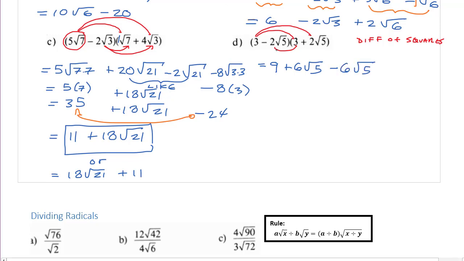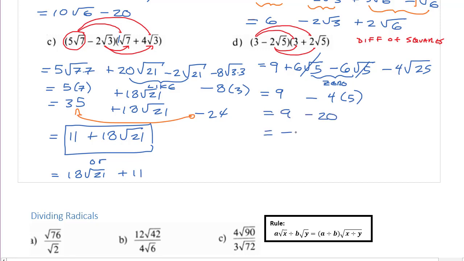And our final one is going to be negative 2 root 5 times positive 2 root 5. So let's be careful. Negative 2 times positive 2 gives me negative 4. And root 5 times root 5 gives me the square root of 25, which is obviously just 5. So we can clean this up a lot. These two in the middle are going to cancel. They make 0. They're the same term, but one's positive, one's negative, so they cancel out. And what we're left with is 4 times 5. And that's 9 minus 20, which gives us negative 11.